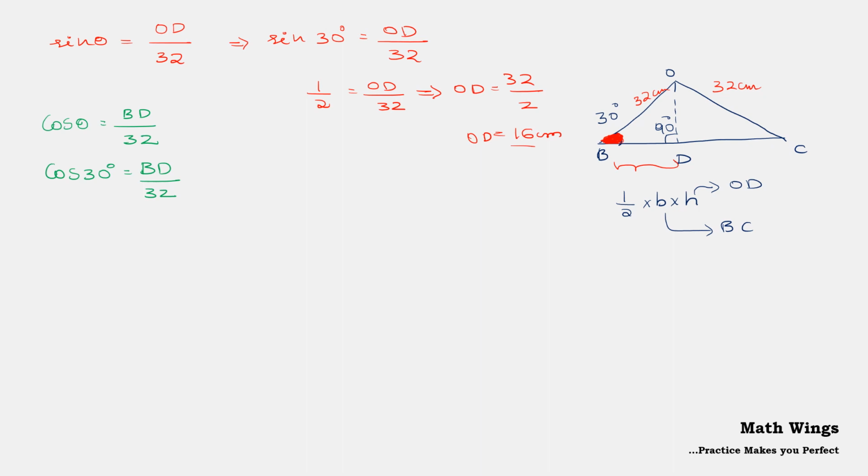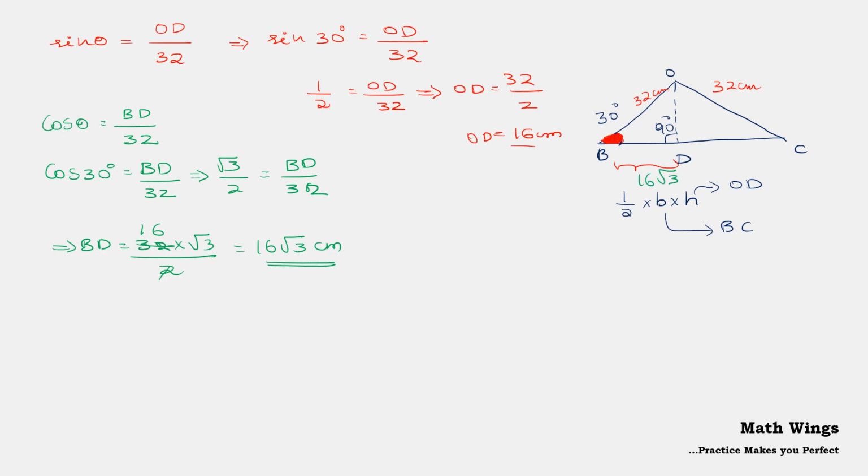What is cos 30? Cos 30 is root 3 by 2. That is equal to BD by 32. This implies that BD is equal to 32 into root 3 divided by 2. So this gives you 16 root 3. What is 16 root 3? It is centimeter. So I am getting BD as 16 root 3.